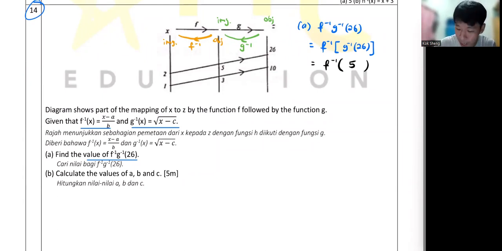And then just do it again. 5, bracket. Object again, right? This is the object. Whose object? F negative 1. So look at your picture here. F negative 1, object 5, right? Go to image. 2. Done.